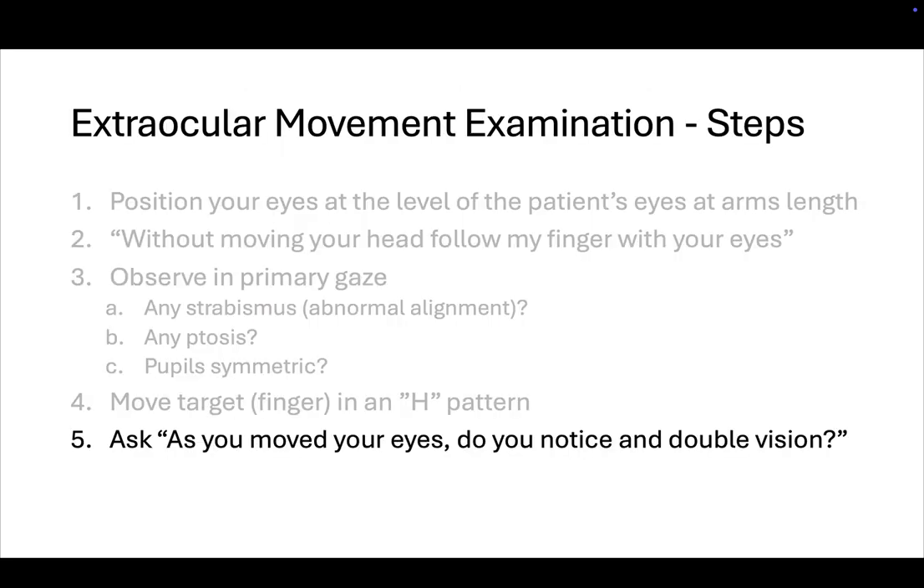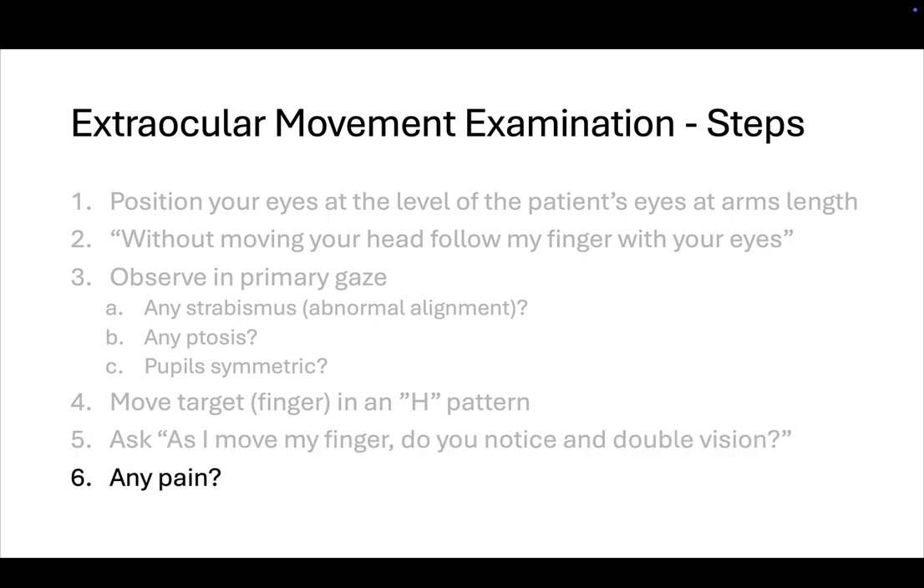As you complete the exam, ask the patient if they experienced any double vision. Double vision suggests a disconjugate gaze, and the cause should be determined. Causes include cranial nerve palsies such as 3, 4, or 6 nerve palsies, myasthenia gravis, thyroid eye disease, entrapment, or infection. You should also ask the patient if they experienced any pain as they completed the examination.